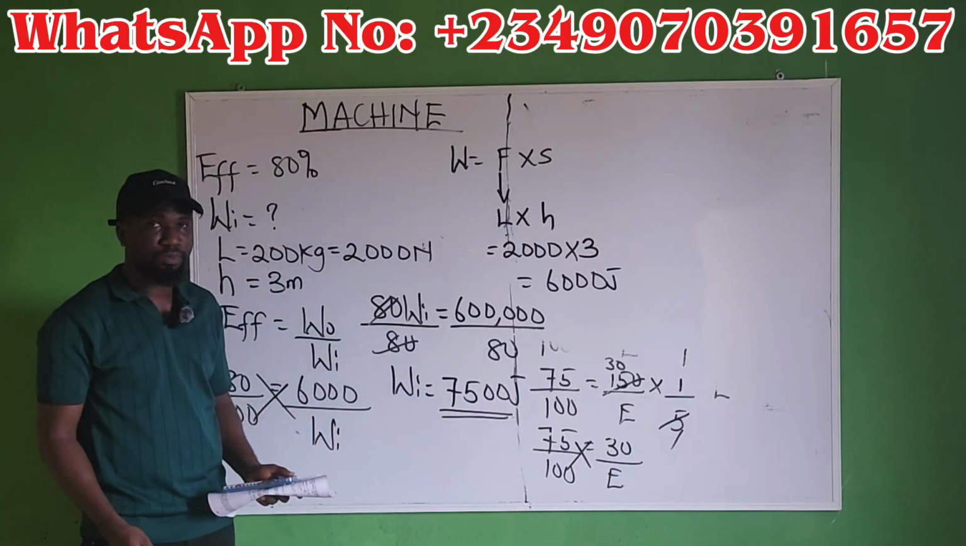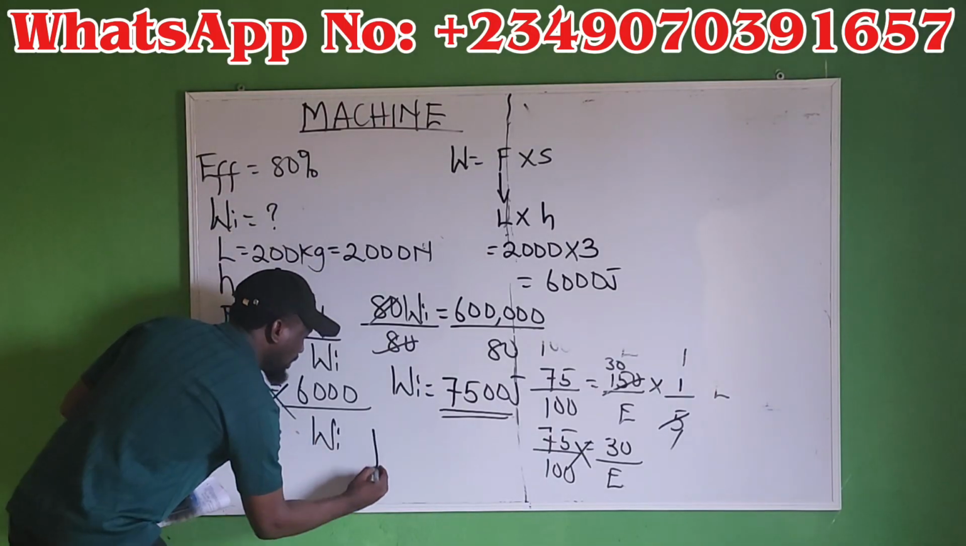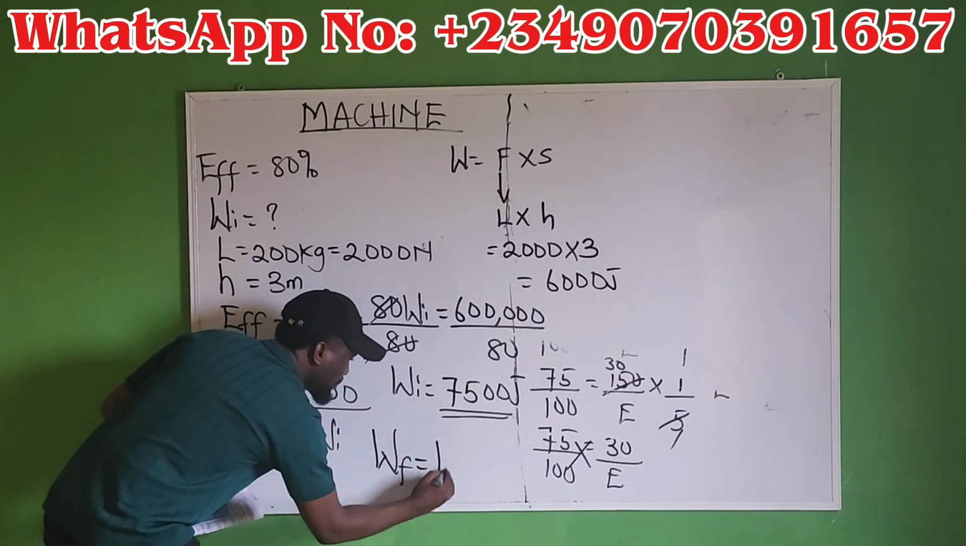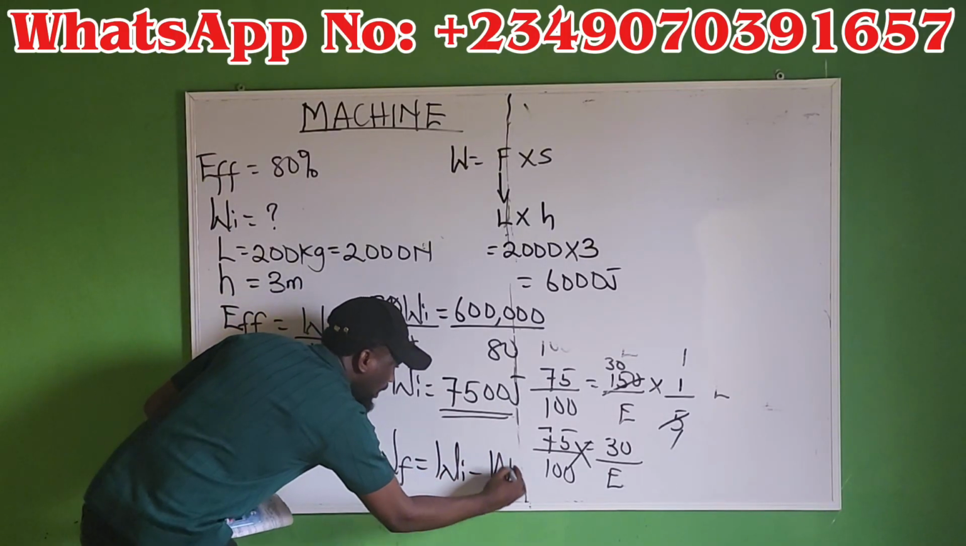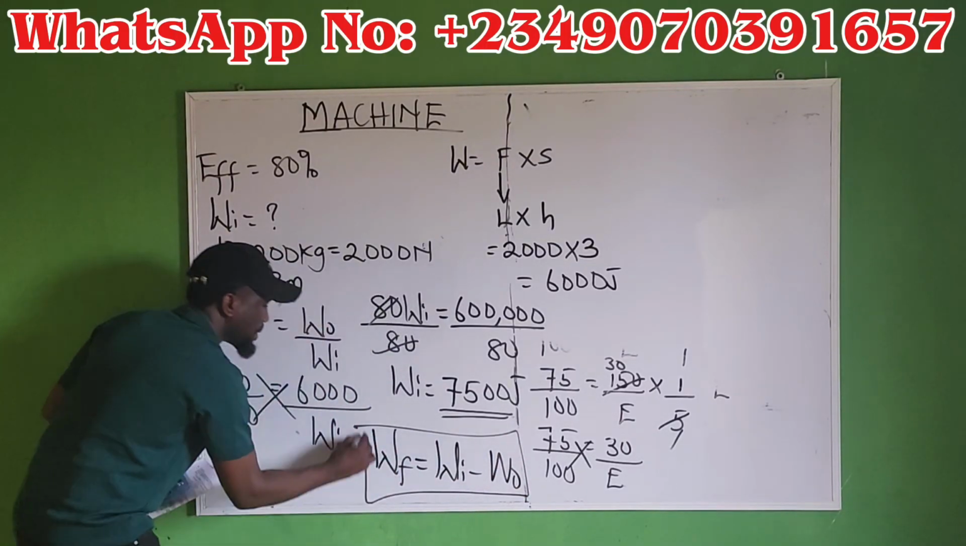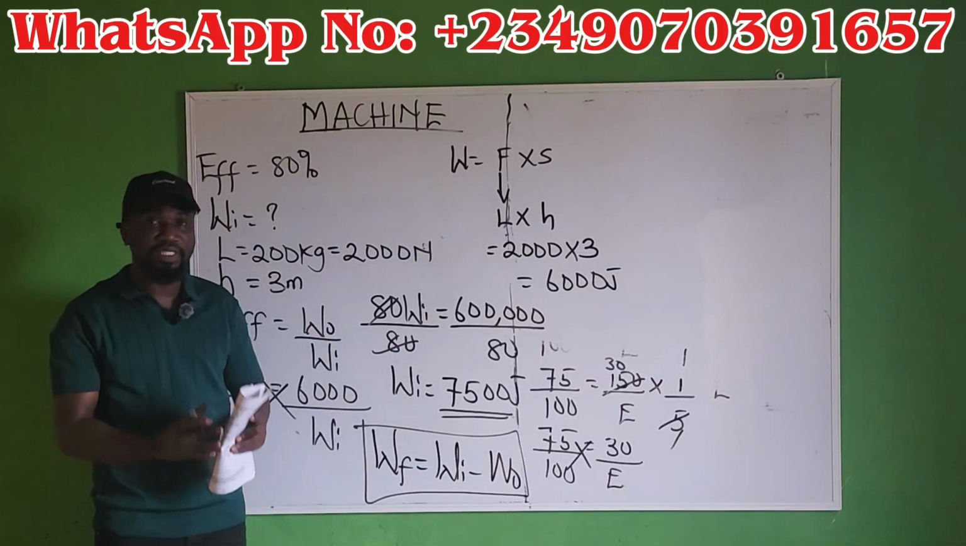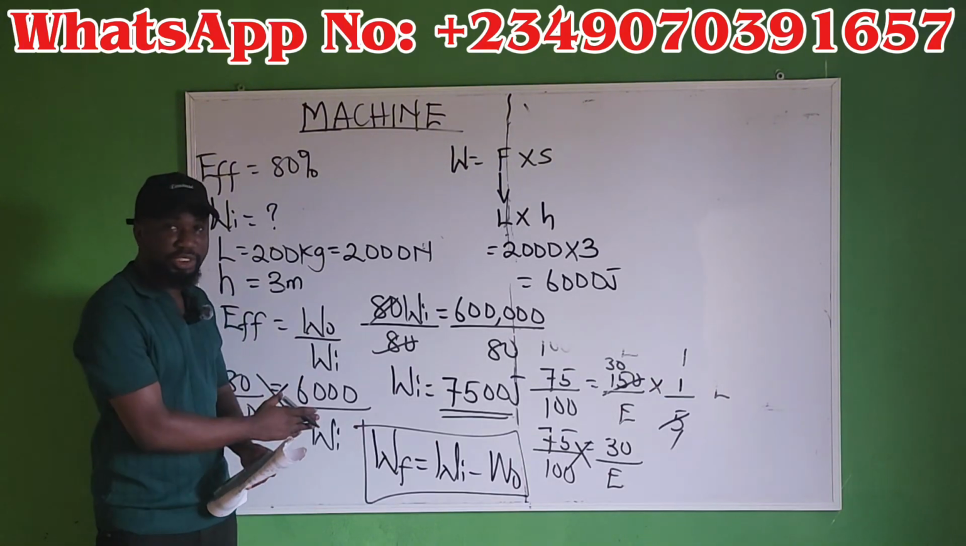And also you need to know that work input is always going to be greater than the work output, because there's something known as work done against friction. Just know this. Work done against friction is equal to work input minus work output. Work done against friction is what? It is work input minus work output. Please, do you understand?